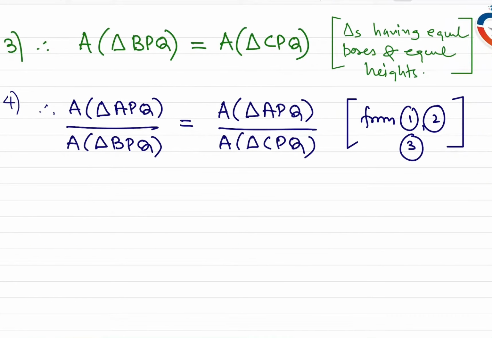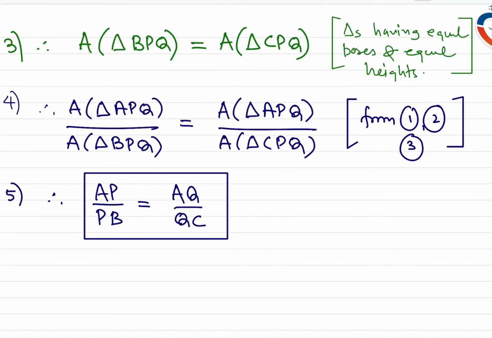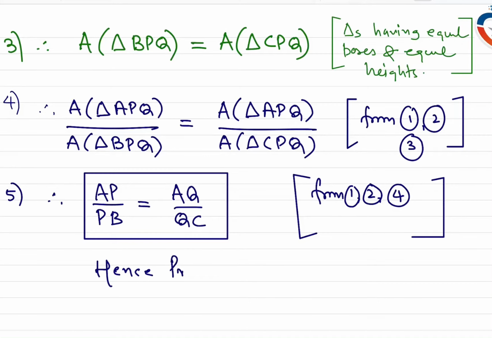So you can write therefore step number 5 now. Therefore you get AP upon PB will be equal to AQ upon QC. AP upon PB is equal to AQ upon QC. The reason will be from steps 1, 2 and 4, right? So 1 and 2 का लेफ्ट हैंड साइड्स इक्वल है, इसके लिए उनका राइट हैंड साइड्स भी इक्वल हो जाएगा. So you get AP upon PB is equal to AQ upon QC. That is what you have to prove, right? Hence proved.